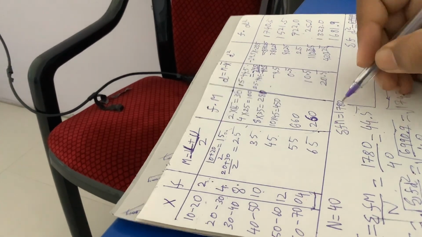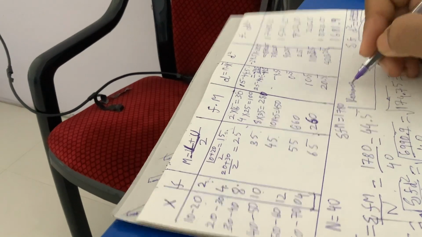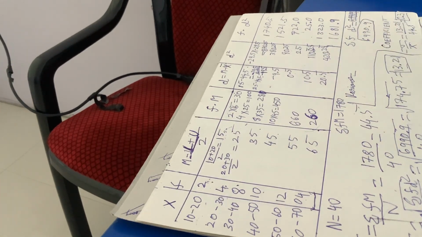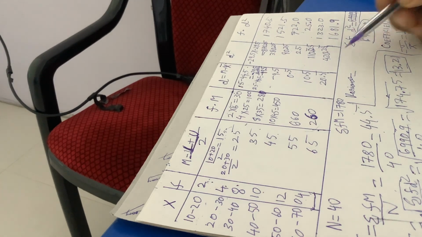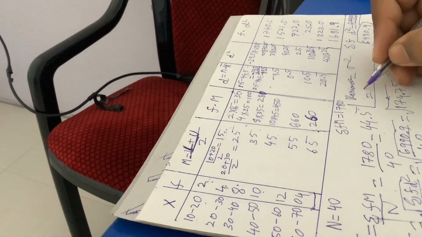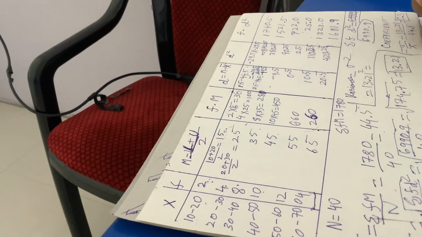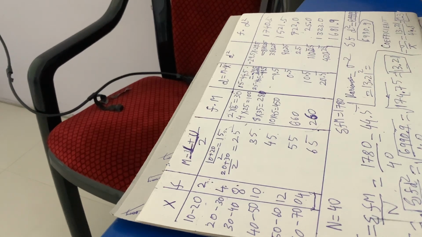Last step, variance. Variance is equal to, we have the standard deviation now. Standard deviation का square, sigma square. So standard deviation is 13.21. Square gives me the answer to be 174.74.